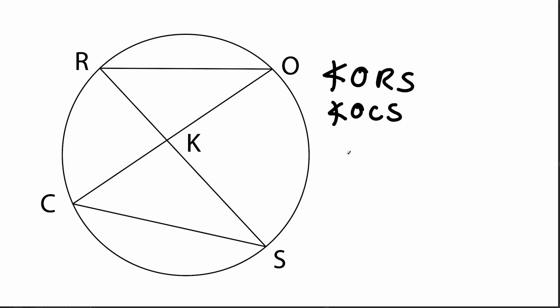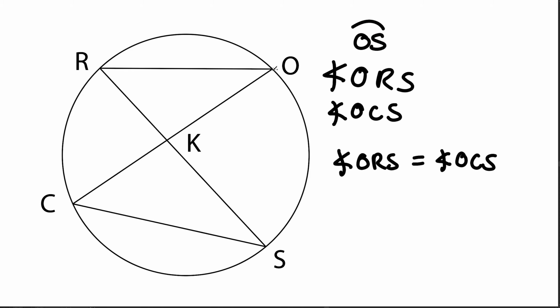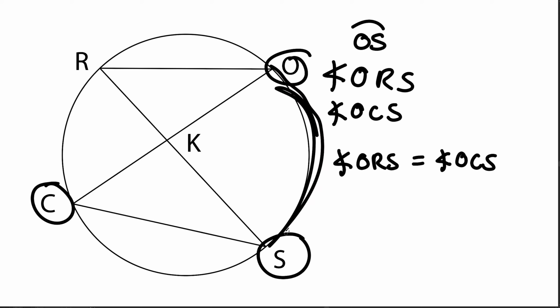Alright, so the relationship between these angles is going to be ORS is equal to OCS. That's because they are inscribed and connected to the same points. So in this case, we have arc OS, which represents the circle's path from O to S. And we see that OCS right here goes to this path, OS. So that's one thing we need to keep in mind.